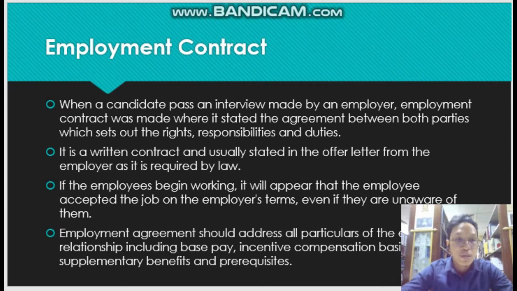If the employees begin working, it appears that the employee accepted the job on the employer's terms, even if they are unaware of them. So it is important for the employee to read the employment contract thoroughly.